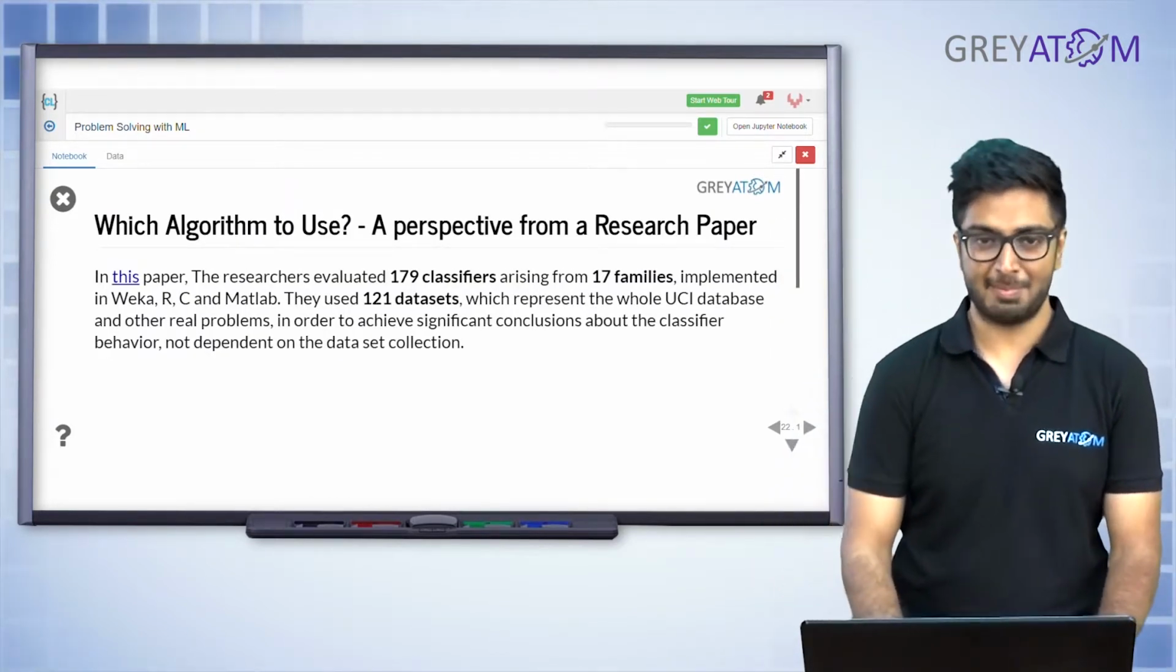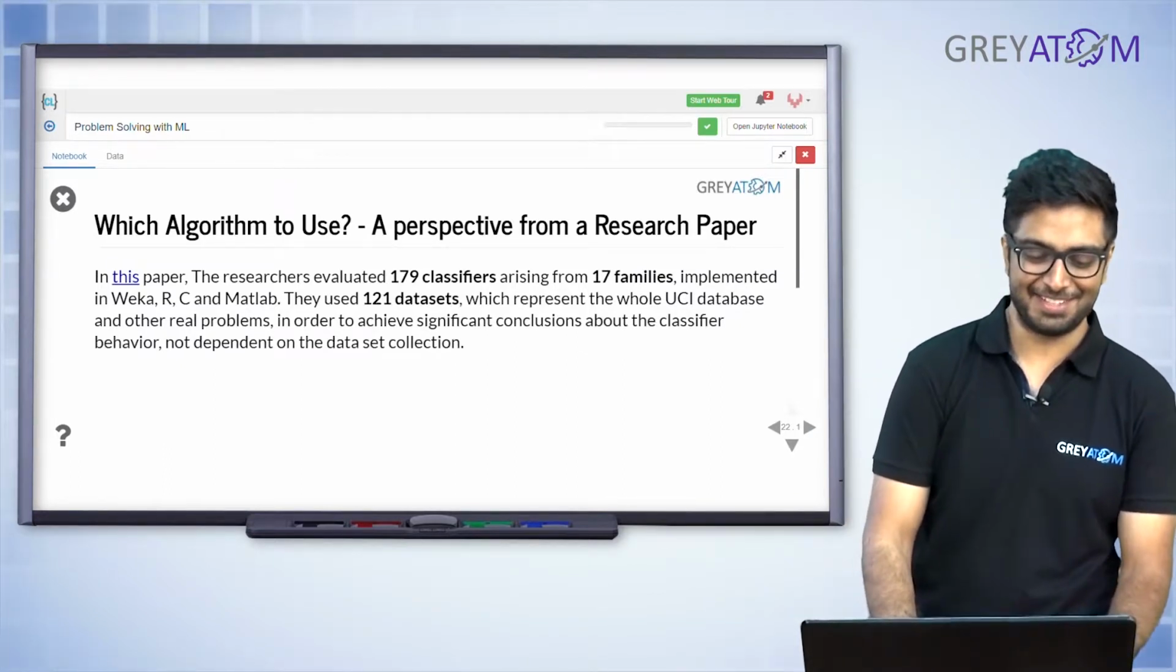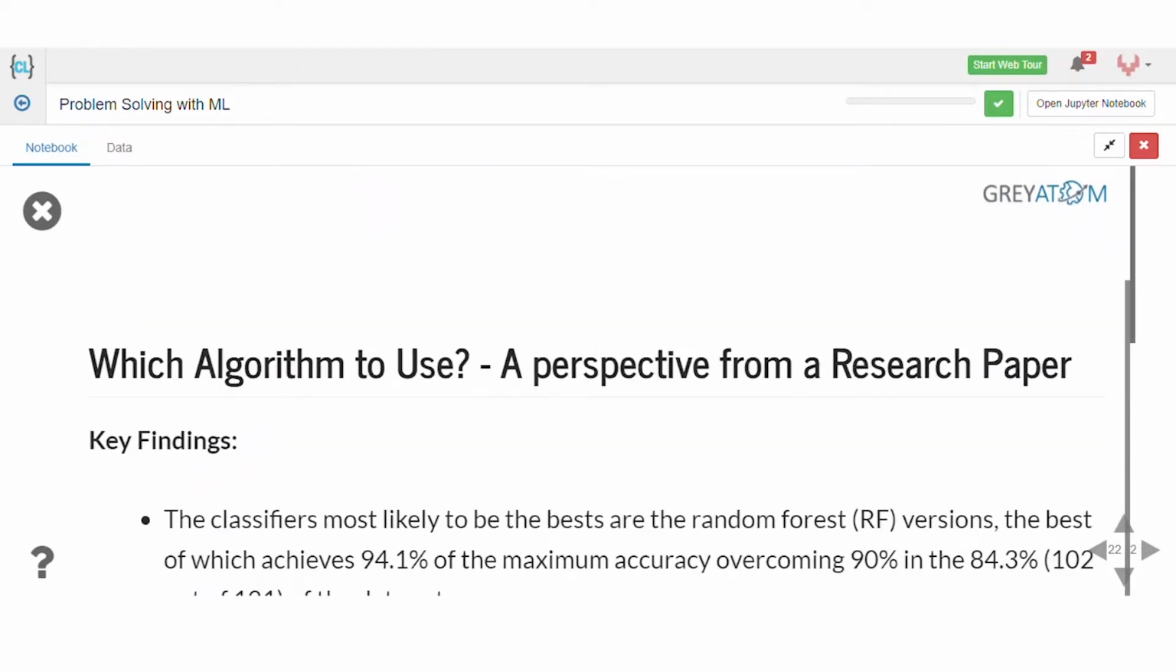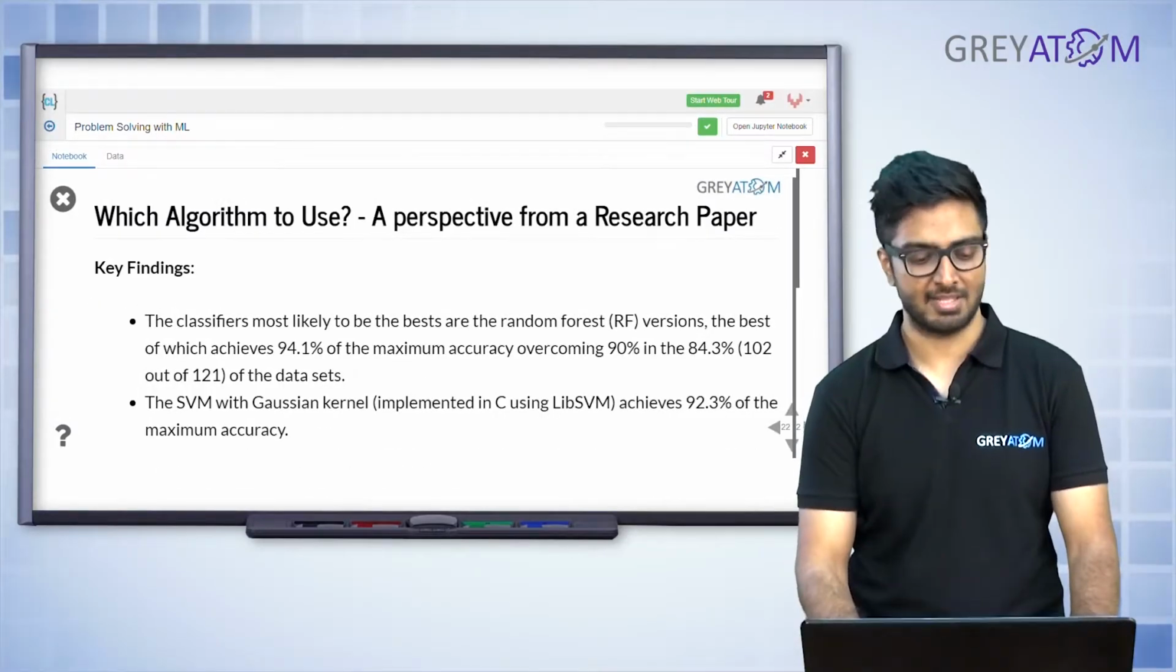There was this paper where someone, apparently with a lot of free time, evaluated 179 classifiers, 17 families, 121 data sets, with the sole idea of finding out whether there's a single algorithm which performs better than all other algorithms. The results show that the classifiers most likely to perform best are random forest, and then SVM. You have probably not been taught SVM in this lecture series, but you can definitely Google it and see for yourself.